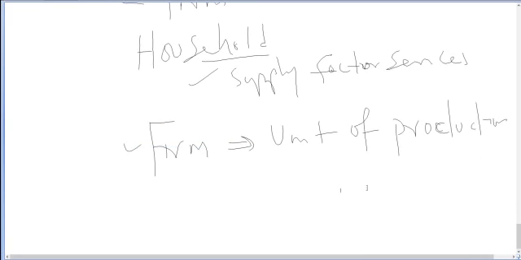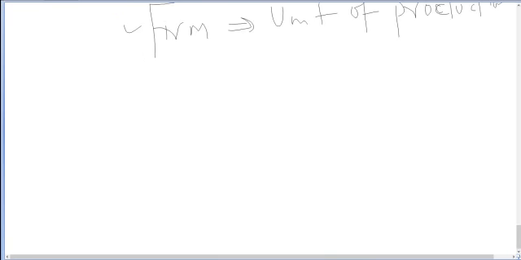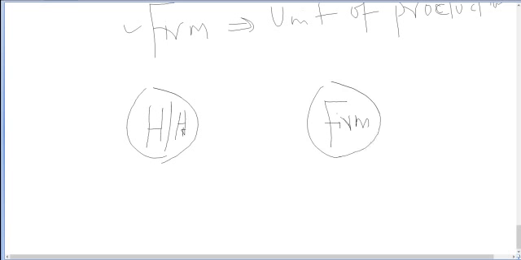So let's look at a simple flow between the two units in the economy. If you have the household, I use H here to represent household, then I use F here to represent firm. From household to firm, factor services are moving, and in exchange for those factor services, we have factor income. You can see that arrow, factor income, moving back to the household.